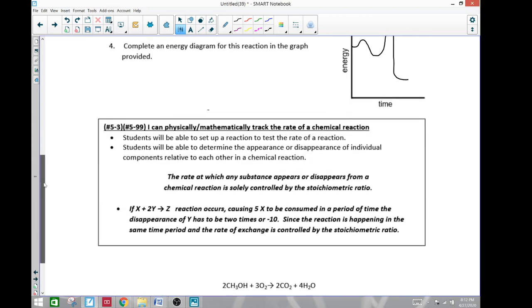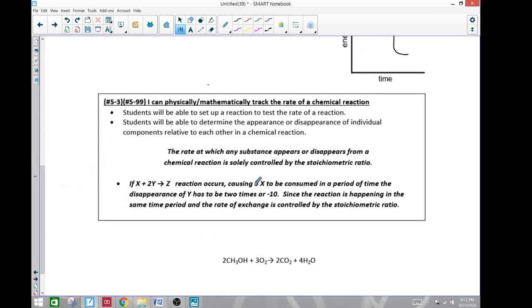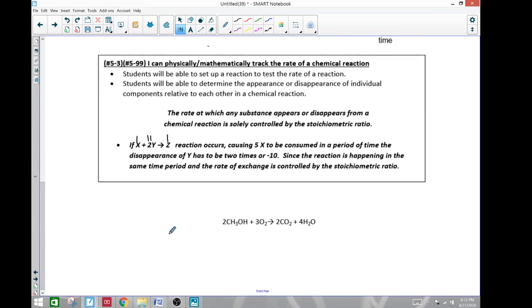Next one, so it says students will be able to identify reaction rates. Okay, so this is, I can physically and mathematically track a chemical reaction. The rate at which any substance appears or disappears from a chemical reaction is solely controlled by the stoichiometric ratio. So if I lose one of these, I also lose two of these, and I'll gain one of these. It's a pretty standard situation, but we want to be able to understand that.